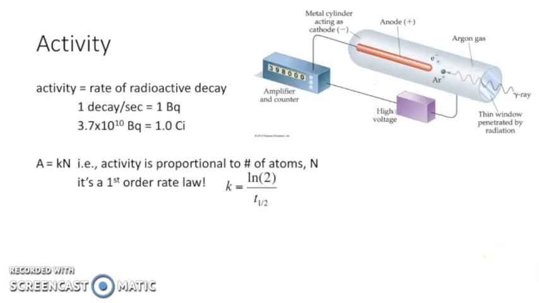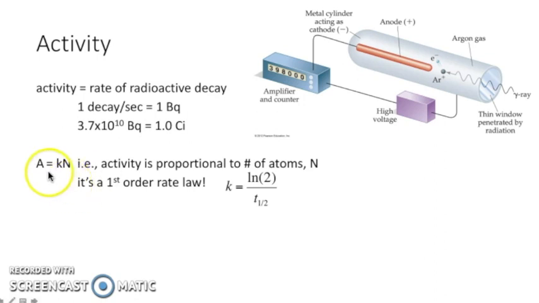So the first thing that I want to talk about is something called activity. Activity is just the rate of radioactive decay, and it tells you how many decays happen per second. So becquerels is the unit that we use, Bq, and it equals 1 decay per second. Sometimes we also talk about curies. If we have a large amount of radiation, we can use curies because it's sort of easier to deal with because becquerels tend to be quite large.